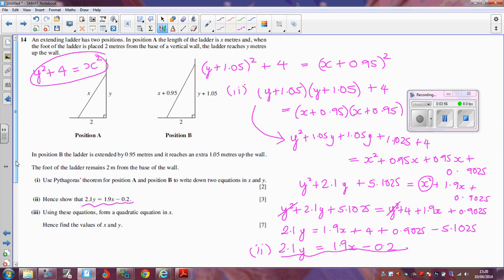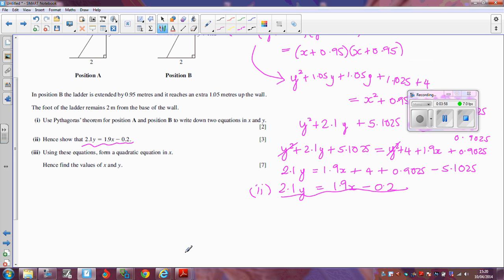Right, part 3 says, using these equations, form a quadratic equation in x. Okay, so the first thing I'm going to do here is I'm going to rearrange this equation to make y the subject. So if I divide both sides by 2.1, divide everything by 2.1, y is going to equal 1.9 divided by 2.1, x minus 0.2 divided by 2.1.